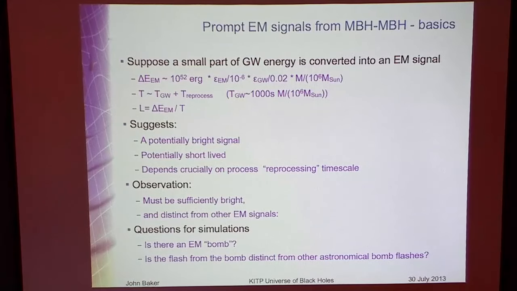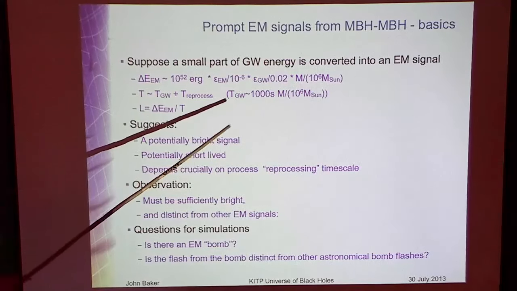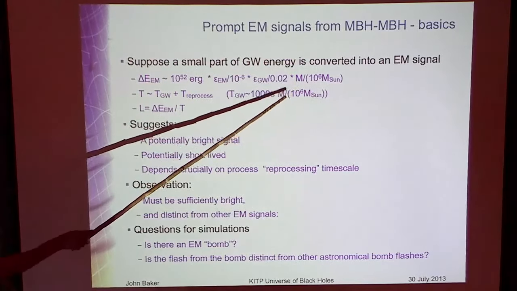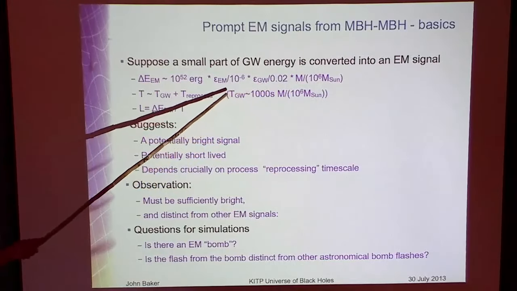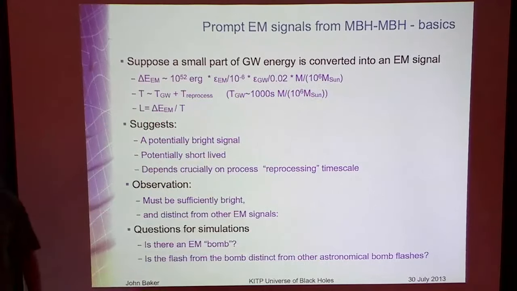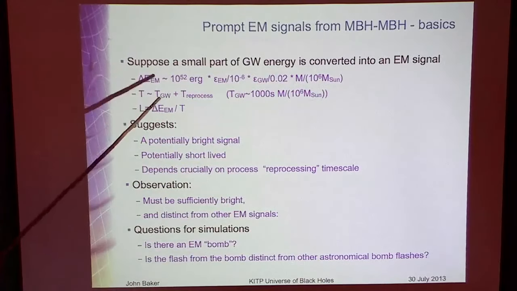Some rough thinking on this. You have this giant amount of energy coming out in the form of gravitational waves. So we imagine that there's some process whereby some of that energy somehow leaks into an electromagnetic signal. So you can kind of make up something. So if you started out with some black hole, and 2% of its mass gets converted into gravitational waves, and you take a millionth of that and you convert it into electromagnetic signal somehow, then you're still left with 10 to the 52 ergs. So it's for a 10 to the 6 solar mass black hole. So it's a lot of energy.